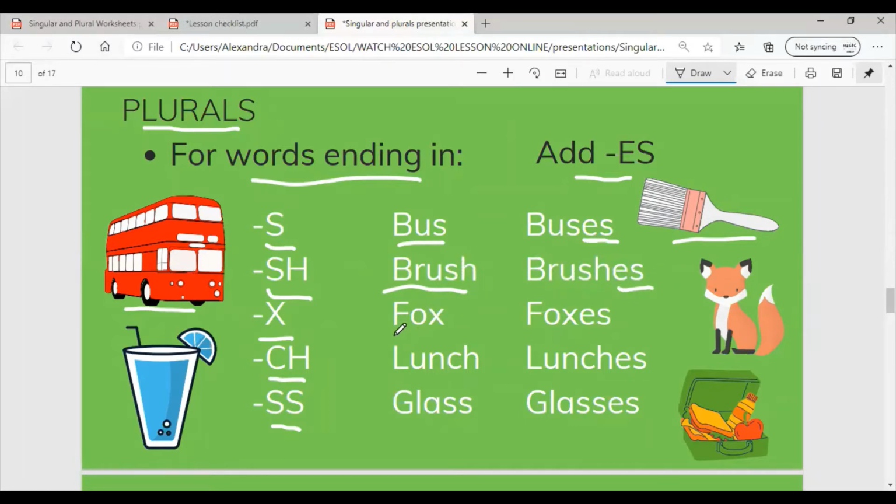Okay, and then if we were to talk about fox, fox has an X on the end. Here's a fox. And to talk about more, if you see more than one fox, you would say foxes with ES on the end. Same goes for lunch. You've got this CH on the end. So because we've got the CH on the end, we're just going to be adding ES on. So I like to eat my lunch at 12 o'clock. That would be singular, but the dinner lady, the lunchtime supervisors make many lunches for the children. You would put ES on the end to make it plural.